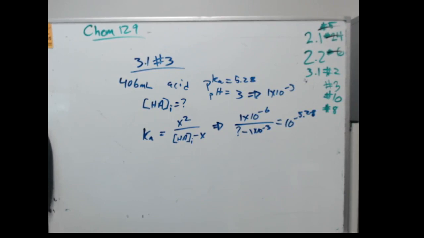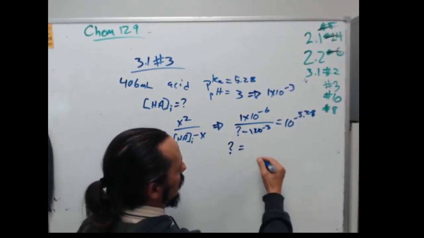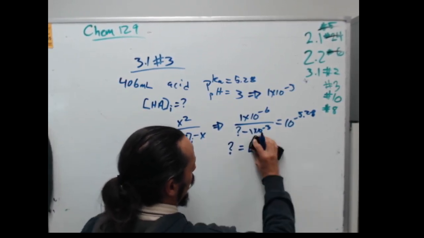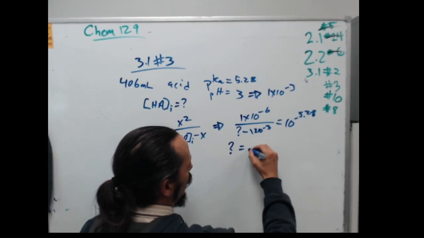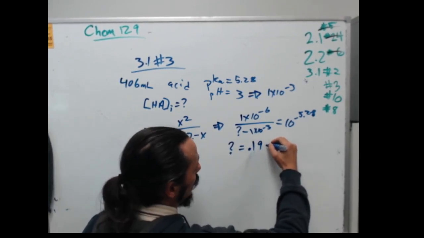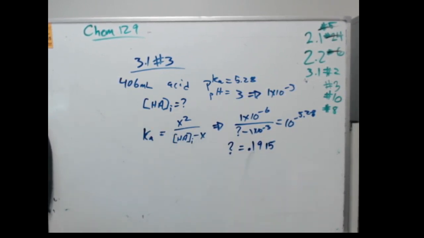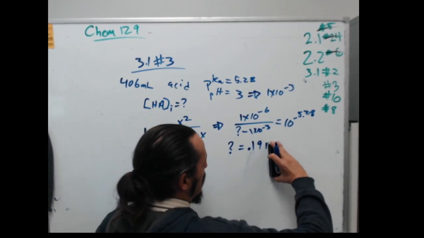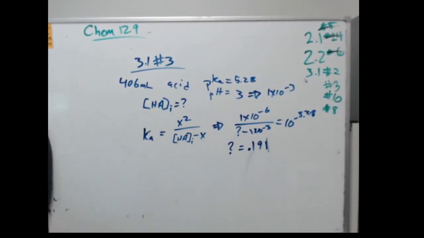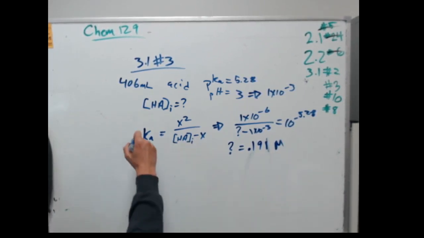You're getting that part right? Yeah. What do you get for question mark? 0.19147. I'd always leave extra. 0.1915, yeah, that's fine. 0.191. Okay. So there's our 0.191 molarity. That's our initial concentration. That's for part A.